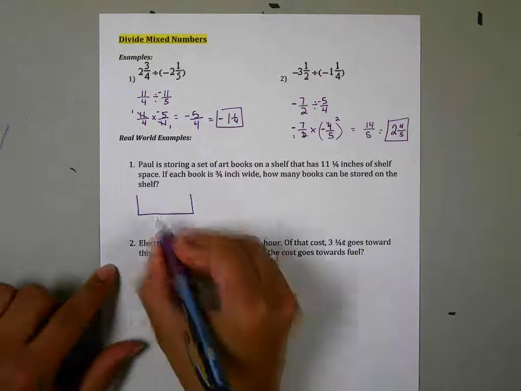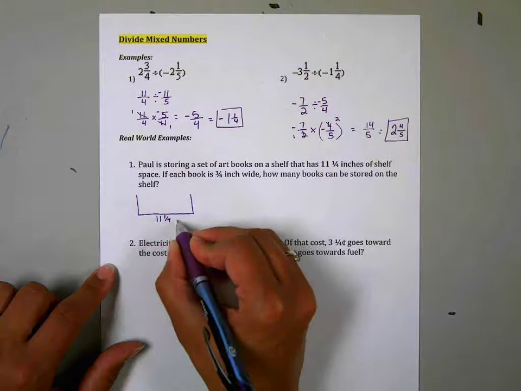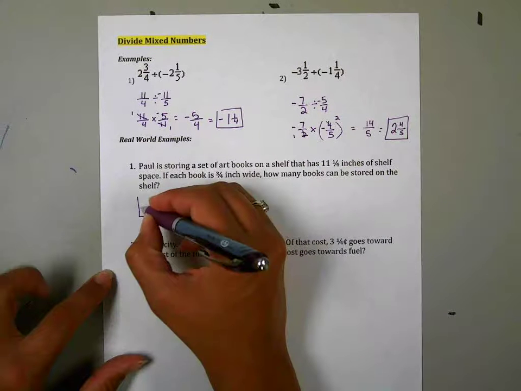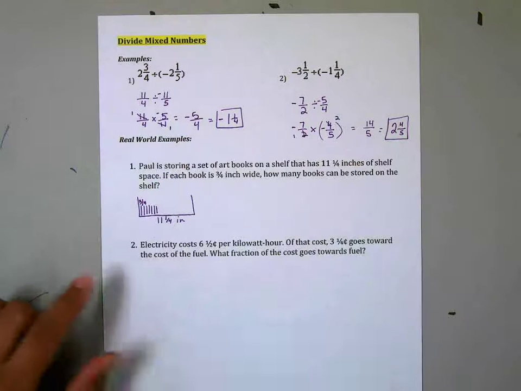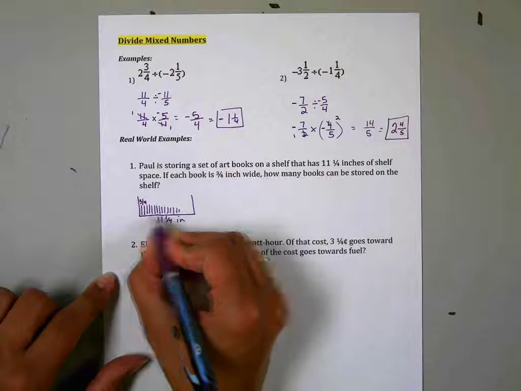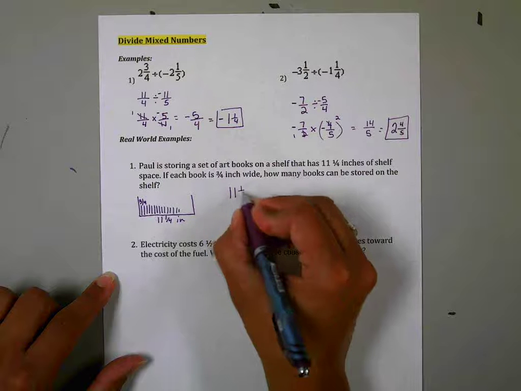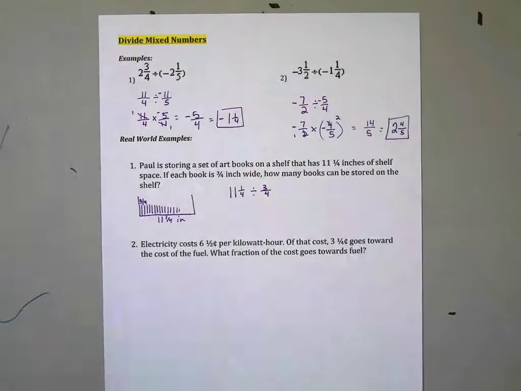So this shelf is 11 1/4 inches. And each book is 3/4 inches wide. So these would all be 3/4, these books. So we are dividing this whole shelf space by 3/4. So that's going to look like 11 1/4 divided by 3/4. We want to see how many 3/4 can go into 11 1/4.